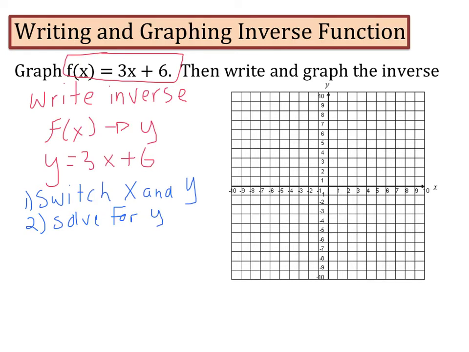So in this equation we have y equals 3x plus 6, but when we switch that we're going to have x equals 3y plus 6. Then that's the first step, switching x and y. Now we just solve for y. So we have x minus 6 equals 3y. And then when we solve for y, we're going to have y equals x divided by 3 minus 2.